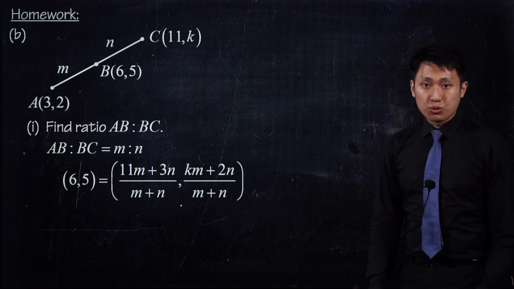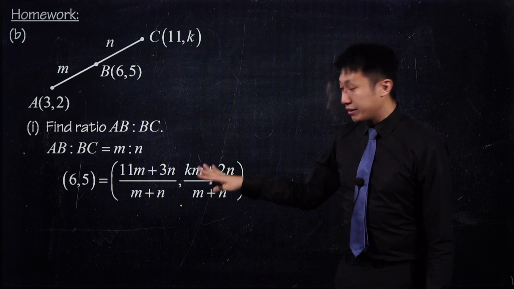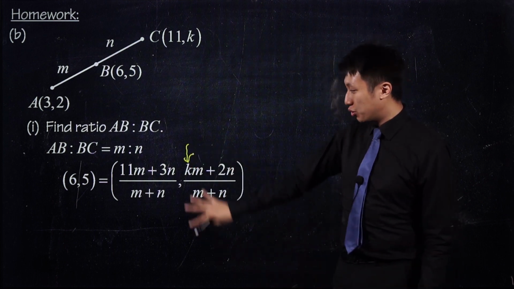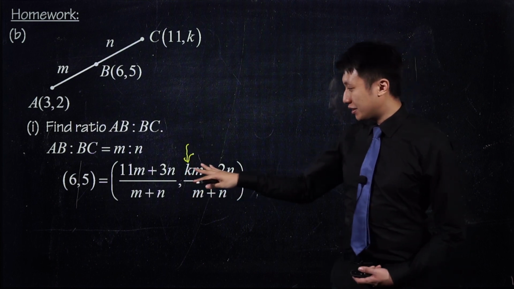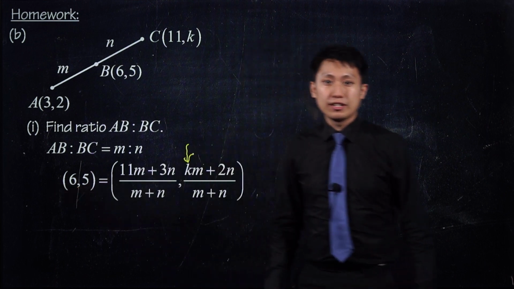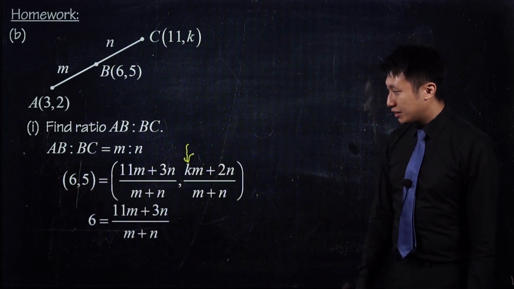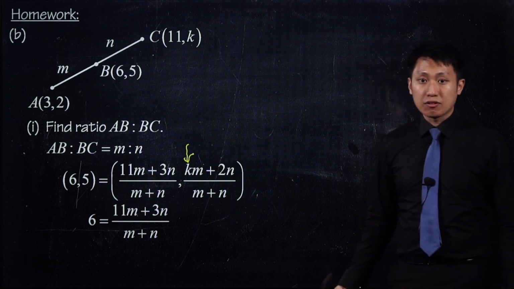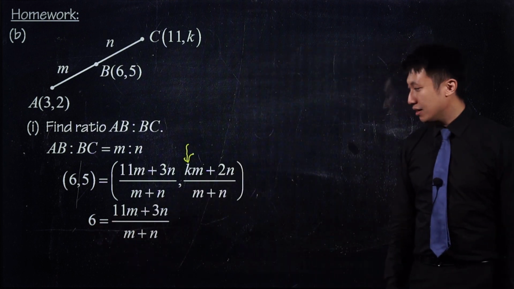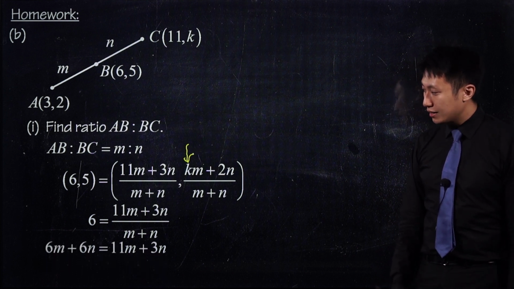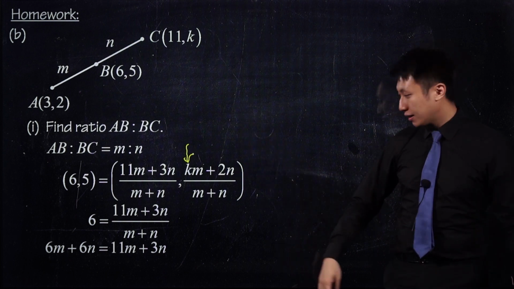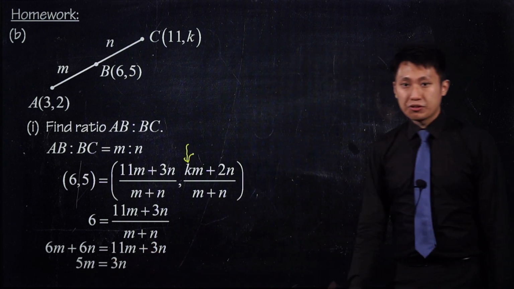And what we do here is that we don't care about this side, because on this side there's a k, an additional variable that we do not want to disturb. So we just want m and n here. So we talk about the x coordinate only. So 6 is equal to this part, and we have to solve for this. Multiply both sides. This one cross multiplies to the other side. So you get 6m plus 6n is equal to 11n plus 3n. Then I move m to one side, n to one side. So I get 5m is equal to 3n.